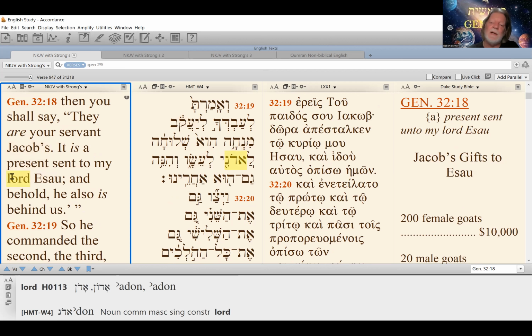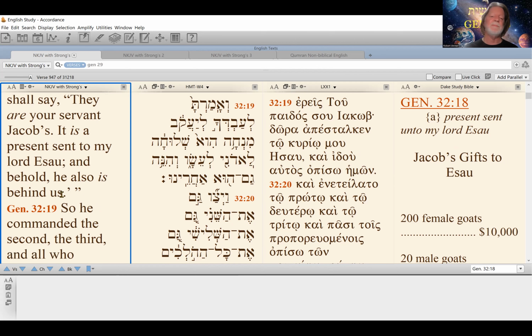So again, we've got Adoni here, my Lord Esav, just a term of respect for his brother. So he's trying to court his favor by addressing him politely. And behold, he also is behind us. The he is Yaakov. So the servant is supposed to say, he, Yaakov, is behind us.